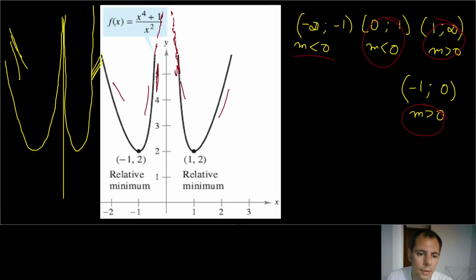So that's the 0 here, the y-axis is an asymptote, right? The y-axis over here. This is an asymptote of this graph.